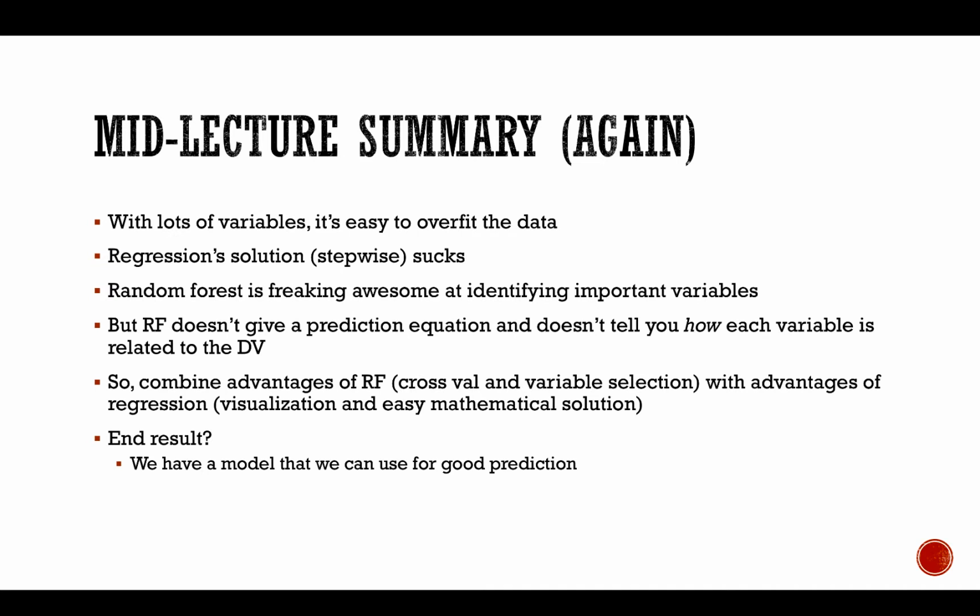With lots of variables, it's easy to overfit the data. The regression solution, which is stepwise, really sucks. Random forest is amazing at identifying important variables. But random forest doesn't give a prediction equation and doesn't tell you exactly how each variable is related to the DV. So we can combine the advantages of random forest, which is cross-validation and variable selection, with the advantages of regression, which is visualization and easy mathematical solutions. And the end result is we have a model that we can use for good prediction.